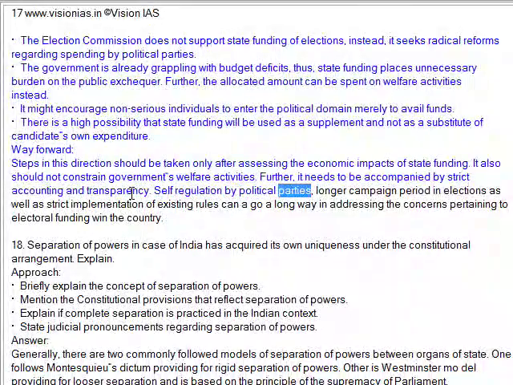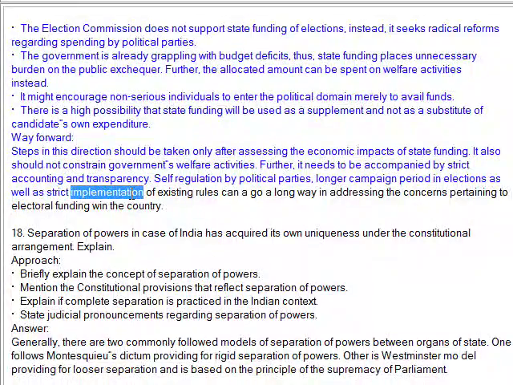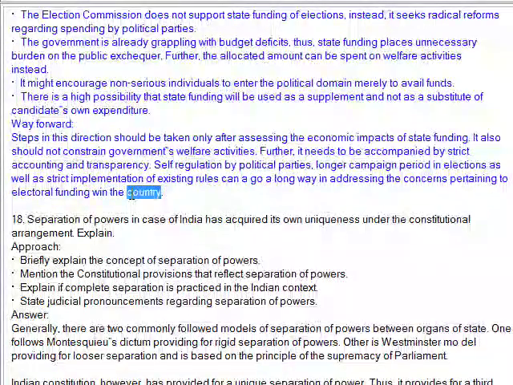Self-regulation by political parties, longer campaign period in elections, as well as strict implementation of existing rules can go a long way in addressing the concerns pertaining to electoral funding within the country.